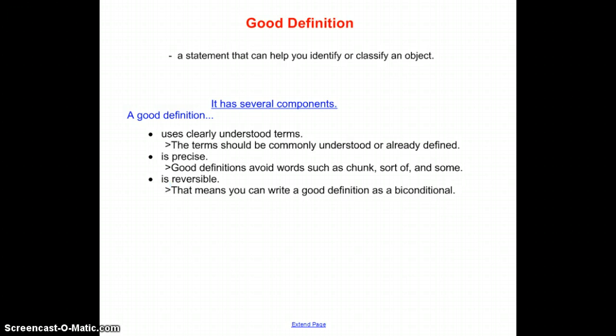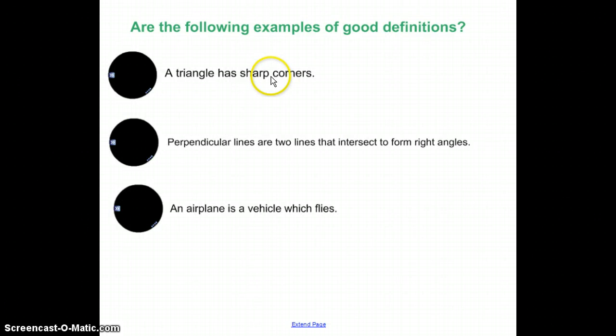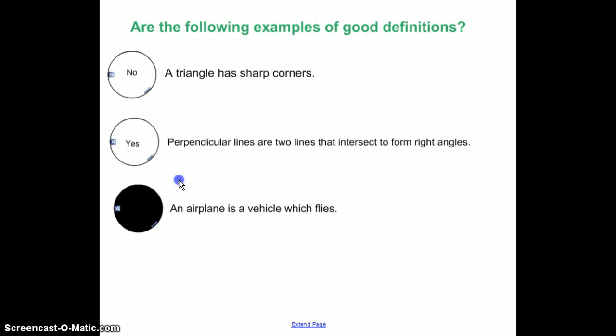So if we ask for a biconditional in class, one easy way to write a biconditional is to pick a word and its definition. Okay, a couple quick examples. You should pause the video and check. A triangle has sharp corners. No, definitely not a good definition. Perpendicular lines are two lines that intersect to form right angles. Yes. And an airplane is a vehicle which flies. No. In addition to writing all these notes down, you should be looking at the note summary and answering questions 1 through 5.